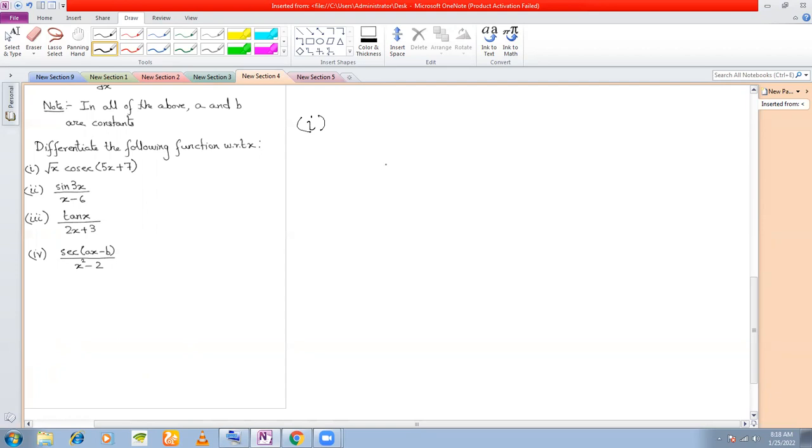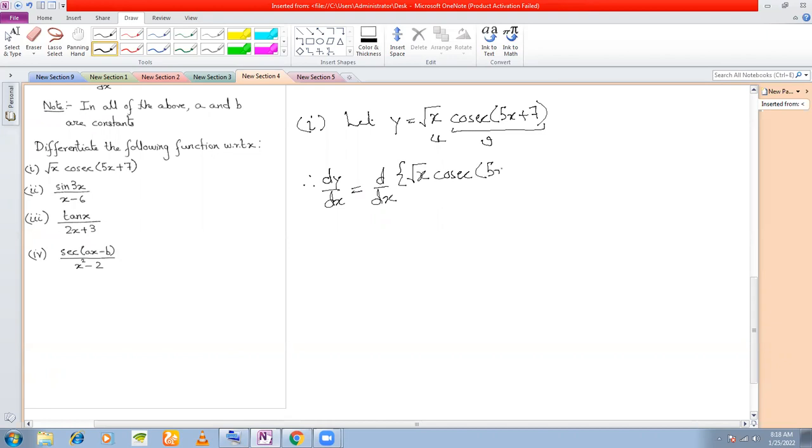Okay, let's do the first one. The given function is root x cosec(5x + 7). Okay, now see, this is a product of two functions. You take this as u and you can take this as v, right? And then you can differentiate by the product rule, u into v. So therefore dy/dx will be equal to d/dx of root x cosec(5x + 7).